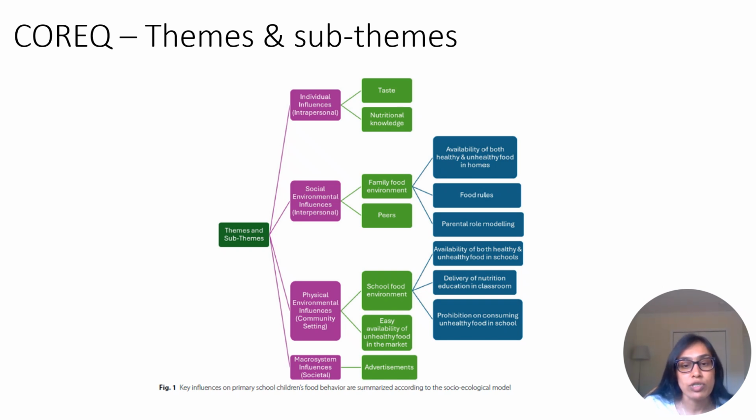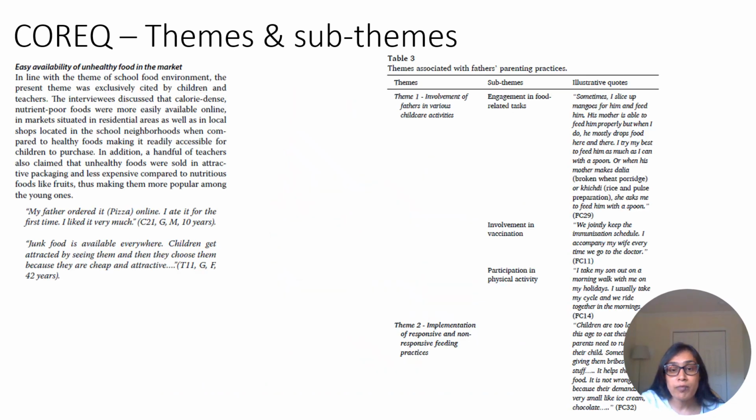Influences, taste, nutritional knowledge, family food environment. Yeah, here, there were no sub-themes. In the family food environment, we had the further classification: availability of both healthy and unhealthy food in homes. So you can present your themes and sub-themes in this particular way, as a coding tree, as a figure. Whereas there are 2 other ways also, which I want to show you.